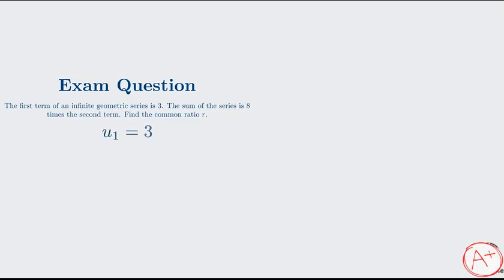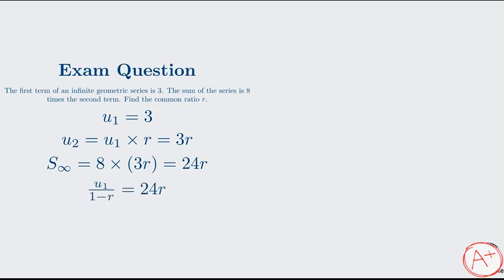To solve this, we translate the words into algebra. We know the first term is 3. The second term of any geometric sequence is u1 times r, which equals 3r. The problem states the sum to infinity is 8 times the second term. So S infinity equals 8 times 3r, which is 24r. Now, we use our sum to infinity formula. u1 over 1 minus r equals 24r.